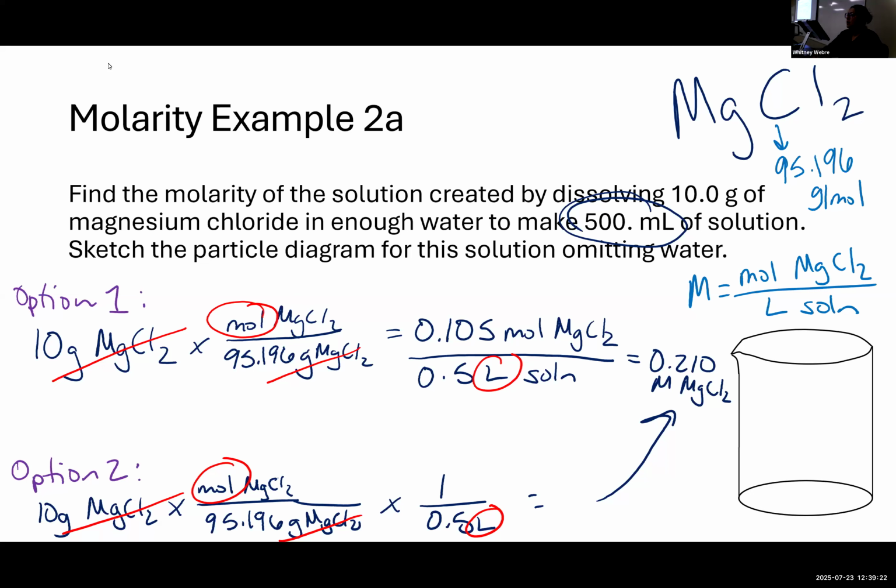Perfect. The last part says, sketch the particle diagram for the solution. Magnesium chloride, is it covalent or ionic? It is ionic. So if I was to take magnesium, let's do chloride. They're ions. So yes, they can create a solid, but the second they go into water, they will break up into their individual ion components.